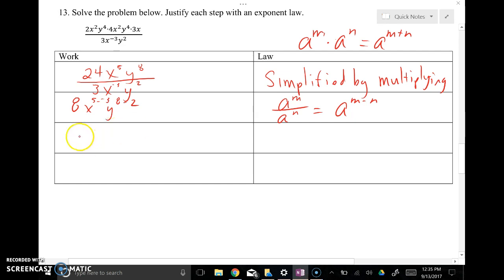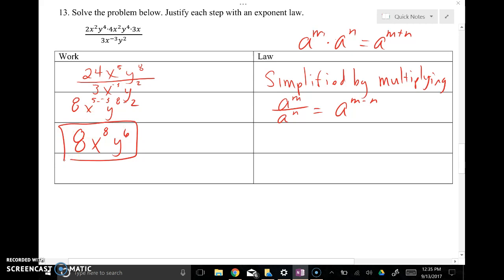So now I'll simplify, and I've got an 8. 5 minus negative 3 is the same as 5 plus 3, or x to the 8th power. 8 minus 2 is 6. Now I'm checking to see, do I have anything else, any negative exponents, anything to add, subtract, multiply, or divide, anything that needs to be combined? And I'm looking here and I do not. So now I'm finished. This is my final simplified answer, and I would just box it in here.